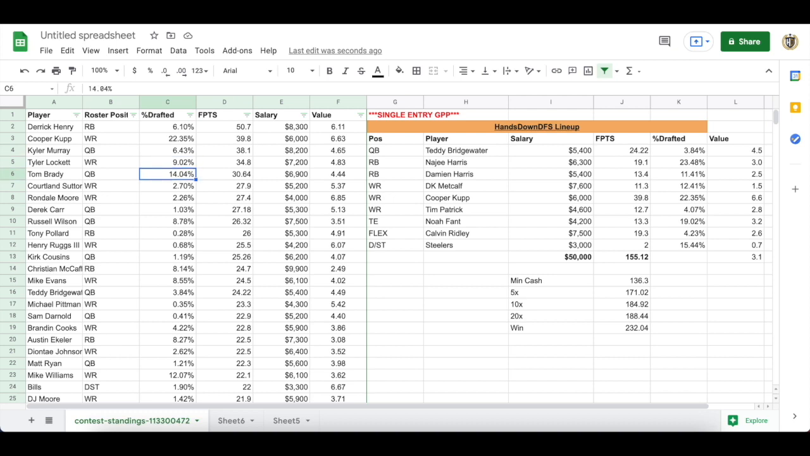Then, some of the chalkier QBs, Kyler Murray and Tom Brady, we expect them to do good every week. Two guys we probably should have considered more than we did. We would have won a little bit more value in our lineup. Cortland Sutton, we're going to talk about later, but again, with the Broncos stack, could have had him in there.